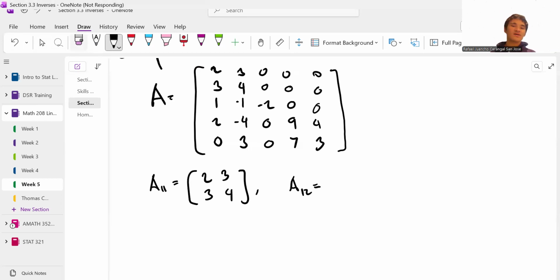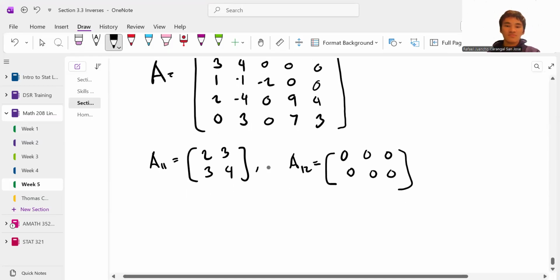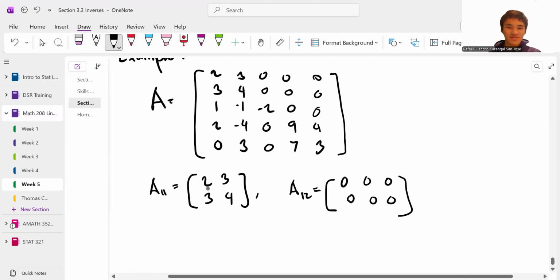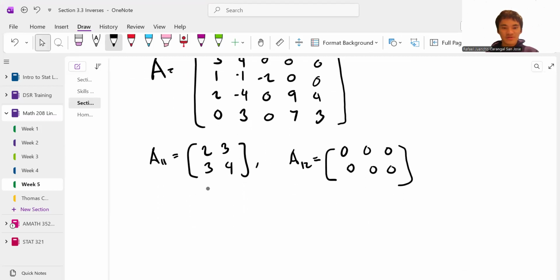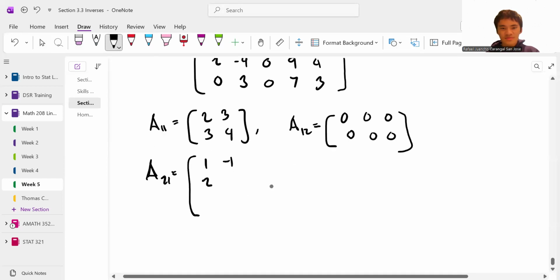So here it's really up to us how we want to partition them. I'm going to partition it this way. But either way, there's not an exact way of partitioning matrices. It's really up to you how you want to do it, as long as you can solve it, obviously. Okay, let's do the next one. So we have 1, -1, 2, 4.